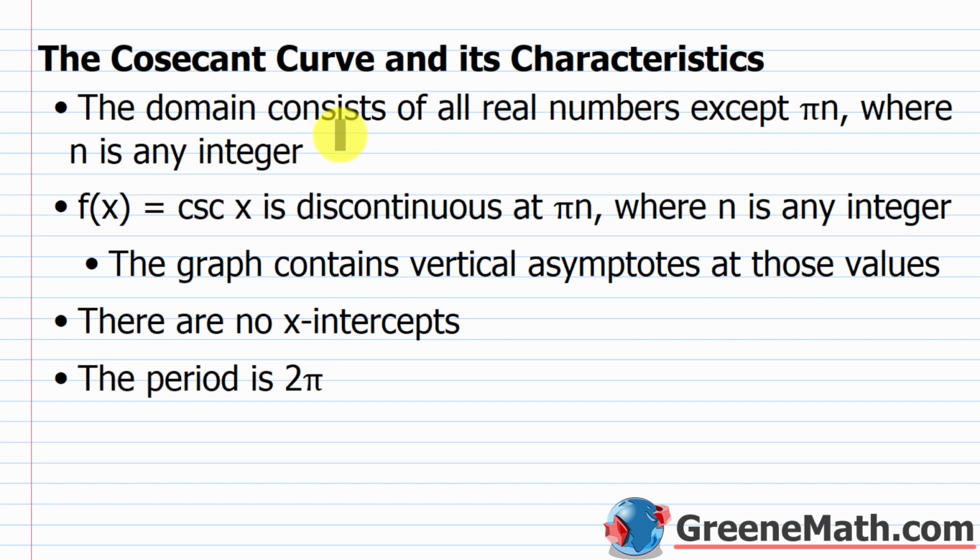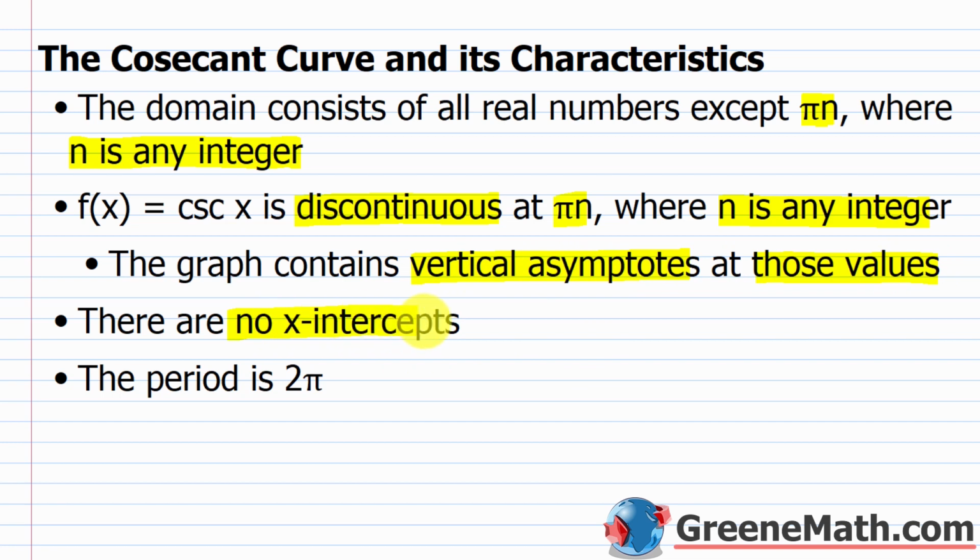So we have here that the domain consists of all real numbers except pi n, where n is any integer. Again, that's because the sine value would be 0 there, and so your cosecant function would be undefined. We have f of x equals cosecant of x is discontinuous at pi n, where n is any integer, and the graph contains vertical asymptotes at those values.